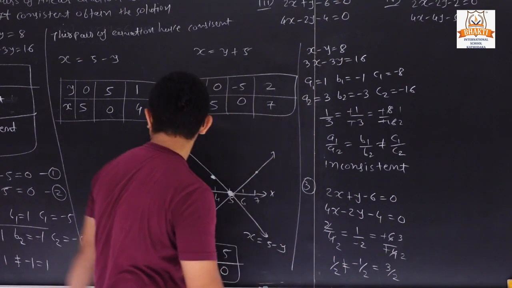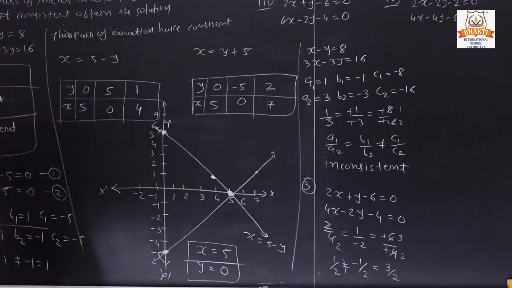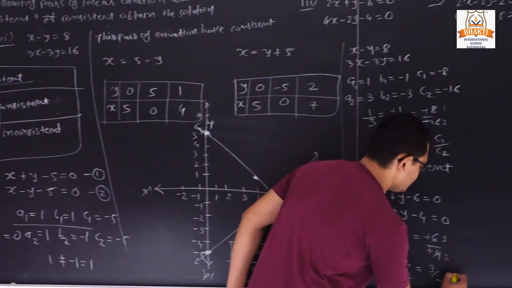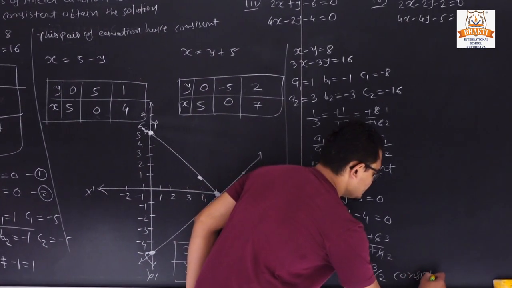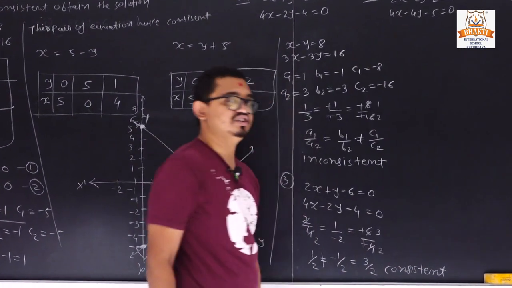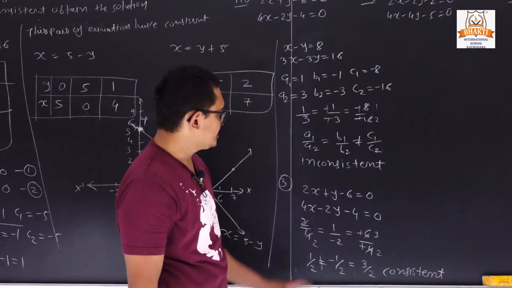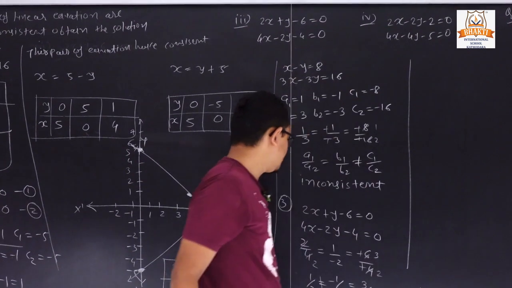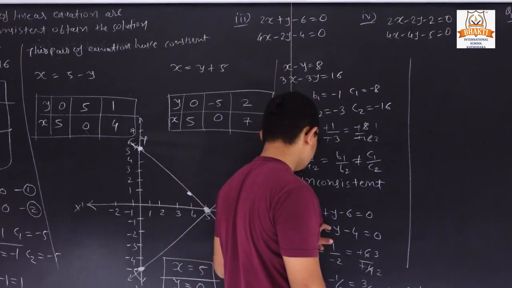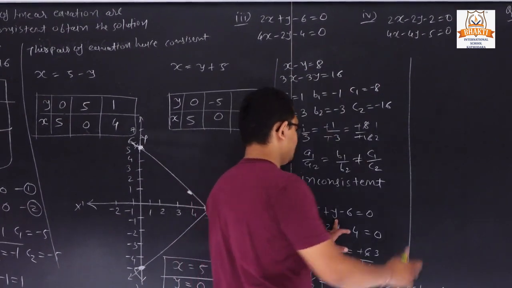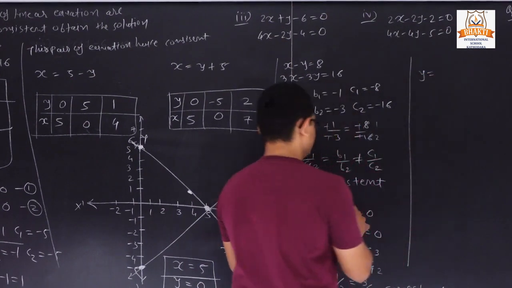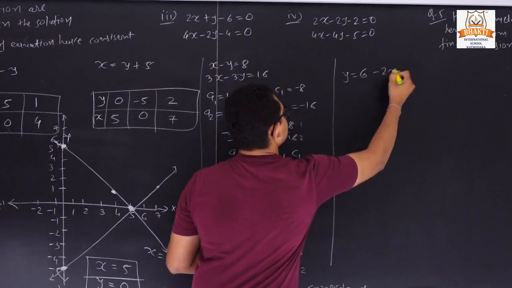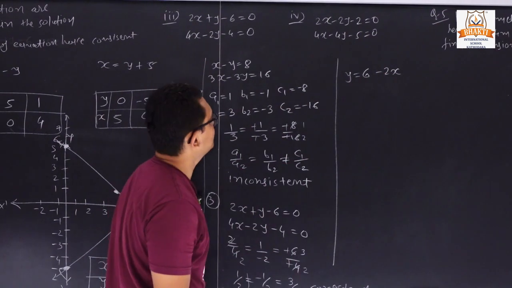So first condition, clear? a1 upon a2 is not equal to b1 upon b2. So what kind of solution does this equation have? It is a consistent equation. So if it is consistent, we need to find its solution. For that, first of all, y is equal to, this 6 is going to the second side, so 6 minus 2x from equation 1.